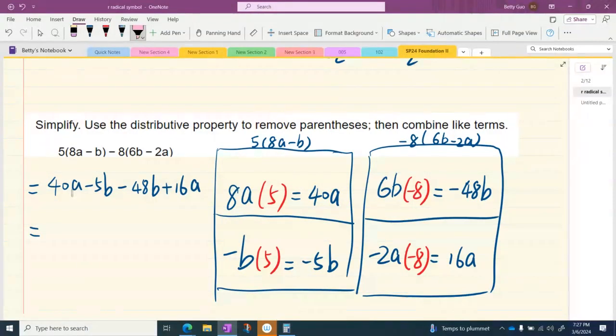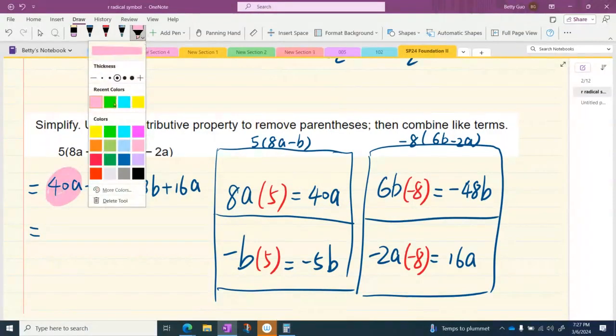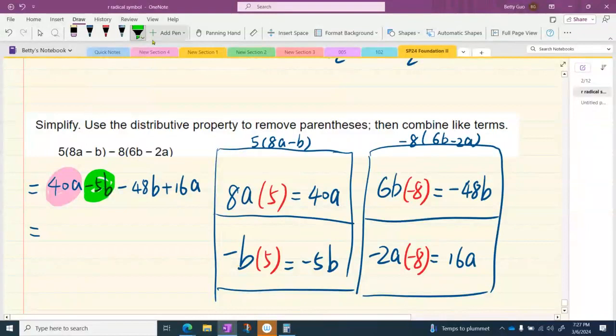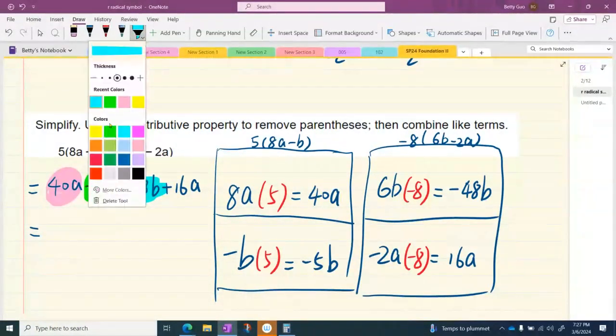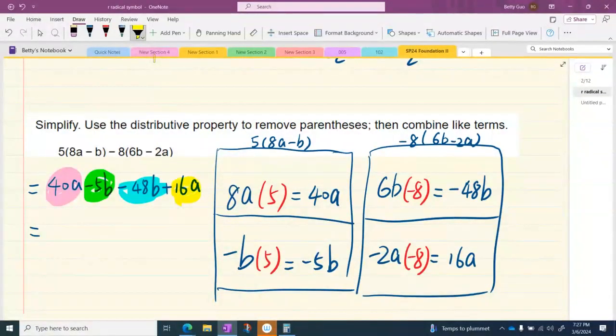Okay, look at the 4 terms. Do we have like terms? Let me color them. We have pink here, green here, blue here, and that's also green, and we have yellow here. Guys, do you agree? Pink and yellow are like terms. Blue and green are like terms.